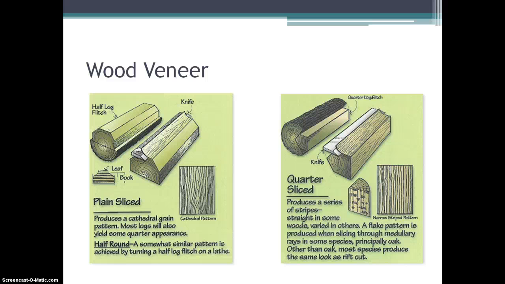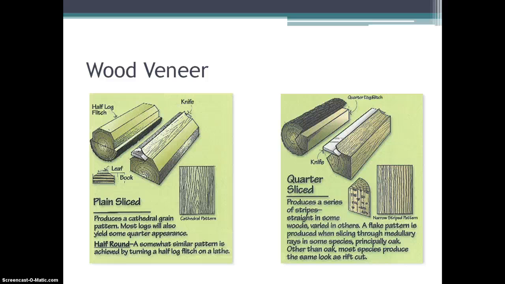So veneer has four main types of slicing: plain or flat, quarter slicing, rift cutting, and rotary cutting. Plain or flat slicing is done parallel to a line through the center of the log, producing a slightly wavy grain pattern, as in the picture, where they cut it to an octagon shape, and then, using the knife, they cut it into slices, and it creates the cathedral pattern in the wood.